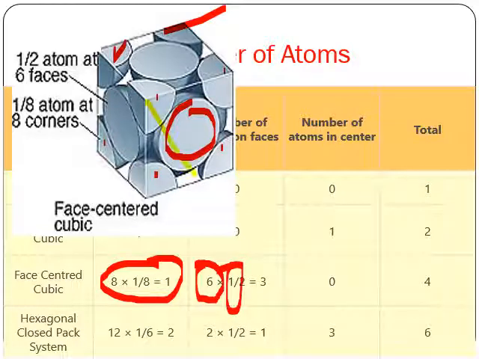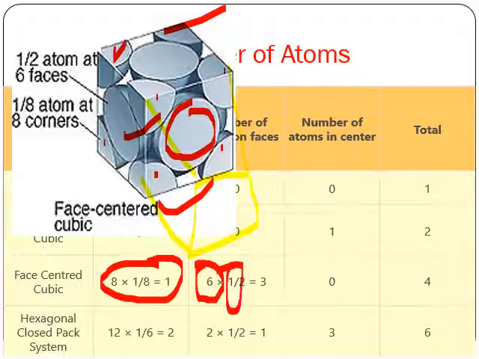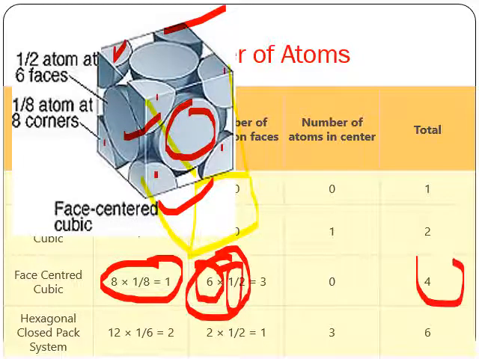So here we are going to have one more unit cell, something like this. Now this atom is shared by this unit cell as well as this unit cell. So with 6 faces, it is 6 atoms into 1 by 2, which is equal to 3. The total will be equal to 4. So that's how exactly we can calculate the effective number.